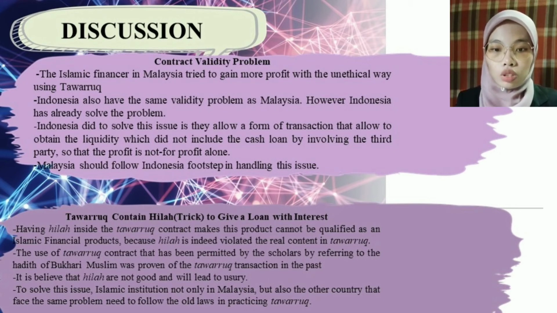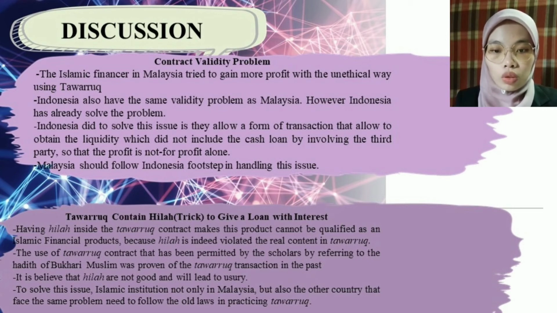What Indonesia did to solve the problem is allow a form of transaction that obtains liquidity, which does not include the cash loan, by involving a third party, so that the profit is not for profit alone. Malaysia should follow Indonesia's footsteps in handling this issue. Tawarruq contains hila, or a trick, to give a loan with interest. Having hila inside the Tawarruq contract means this product cannot be qualified as an Islamic financial product, because the hila indeed violates the real content of Tawarruq.